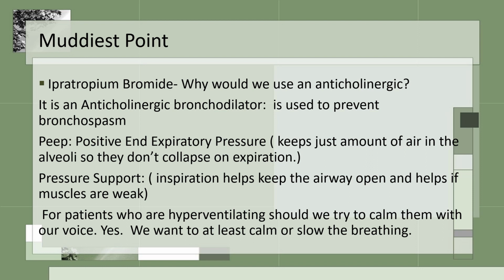Ipratropium bromide, why would we use an anticholinergic? It's actually an anticholinergic bronchodilator, and it basically calms those smooth muscles in the airway, and it prevents bronchospasm. PEEP, that's positive end-expiratory pressure. It keeps just a certain amount of air in the alveoli so they don't collapse on expiration. So it's expiratory. And pressure support, it's inspiratory help. It keeps the airway open and helps if muscles are weak.